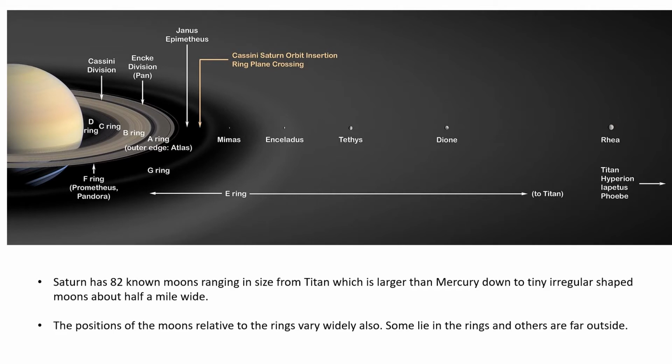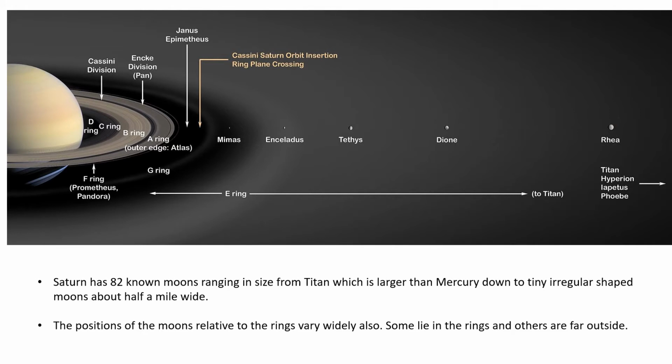Saturn actually has a total of 82 moons, which is even more, well, at least right now. We know Saturn has 82, and I think our last number on Jupiter was 79. So right now we think Saturn has the most moons of any planet in the solar system. Those moons range in size from Titan, which we're going to be talking a lot about in just a minute, and Titan, well, it's bigger than Mercury, I'll just say that now, all the way down to little tiny moons that are only about half a mile wide.